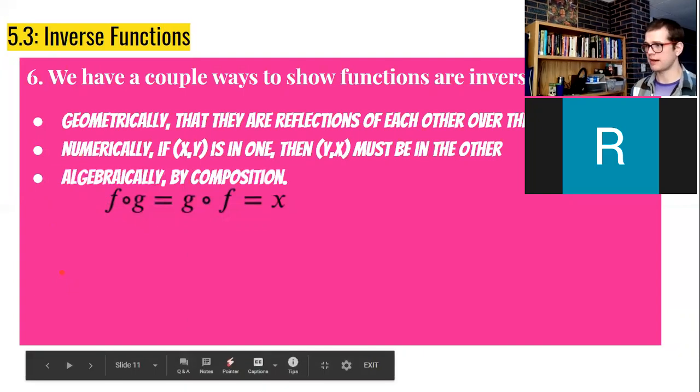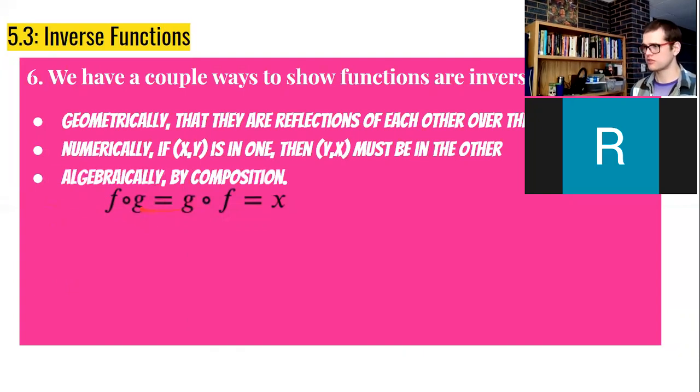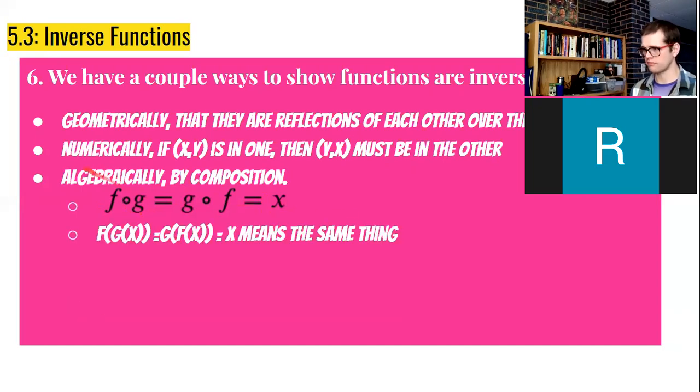Algebraically, we do it by composition. So here's the notation that we typically use for composition: f of g of x or g of f of x equals x. We need to show both things. Now, that's not the only way we show that. We also show it by typing it out like this. That's how we typically did it in pre-calc, and that's the way most people start off doing it.